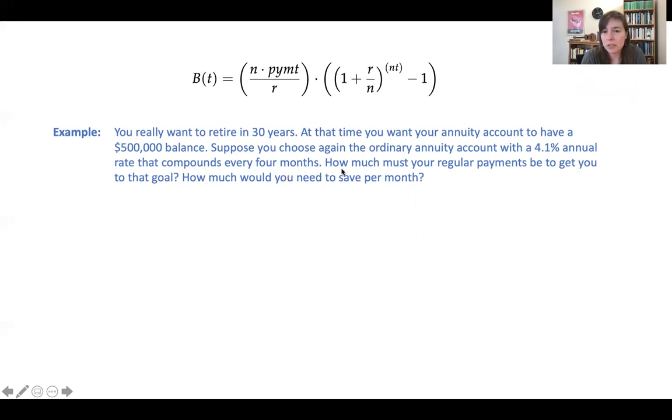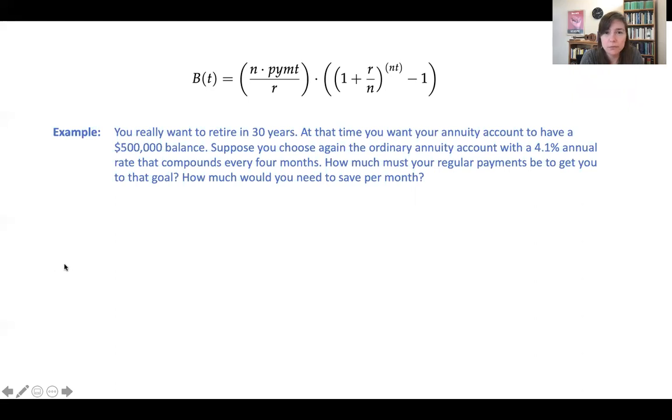And now we have two questions. One, how much do the regular payments need to be to get you to that goal? So how much do you need to be putting in every 4 months in order to get that $500,000 balance? And then, all right, how much would you actually need to be saving each month to do that?